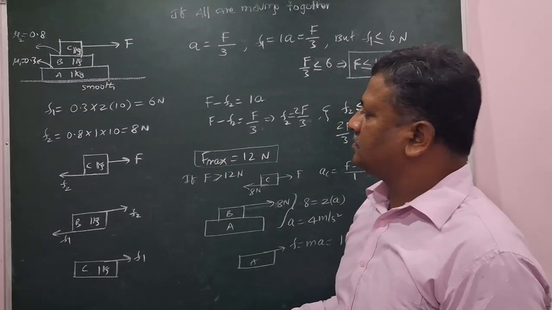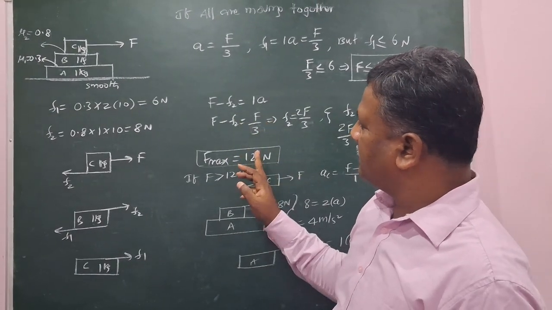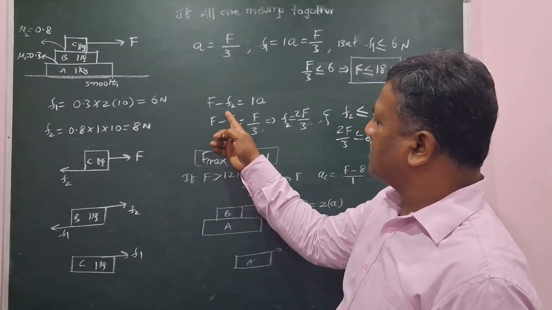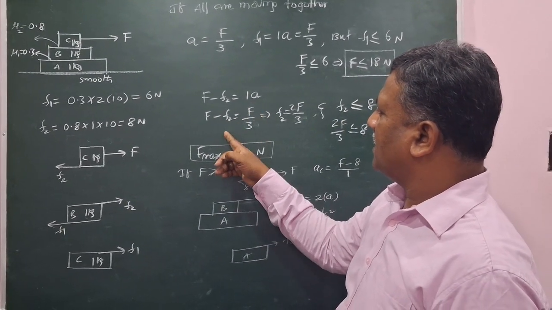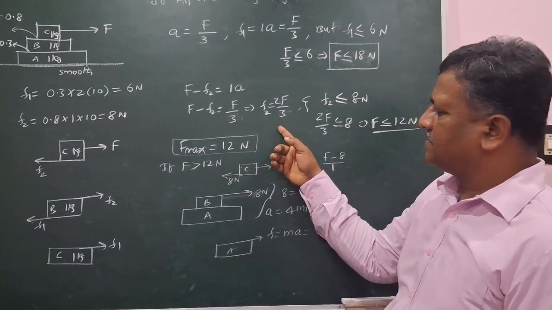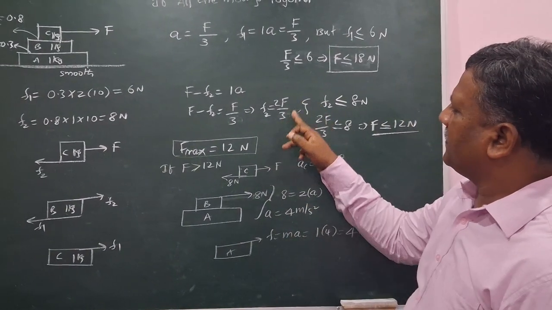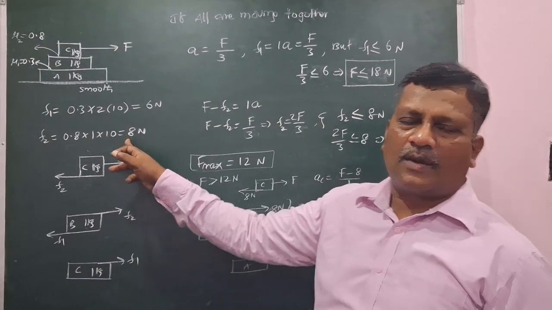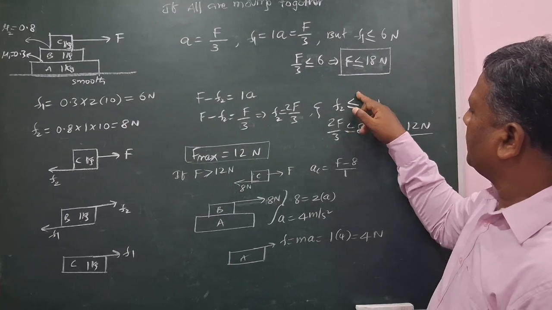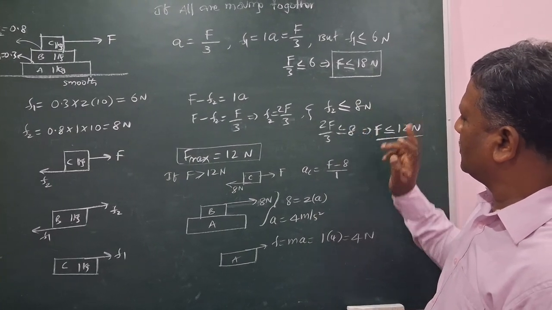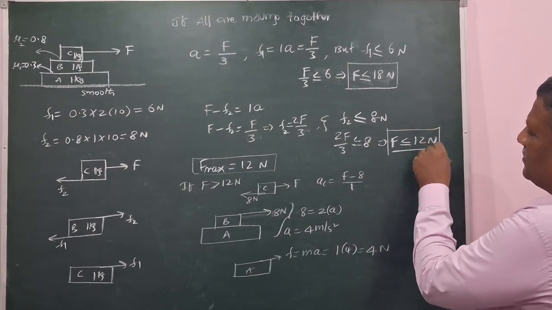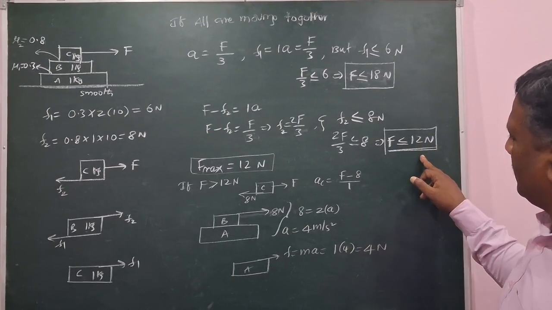Now if you apply the force equation for C, applied force minus opposing force equals MA, and here a = F/3. By solving, F2 is 2F/3, but F2 is up to 8 Newton only. In this case, F2 should be less than or equal to 8 Newton in motion. So from this equation, the maximum force is less than or equal to 12.